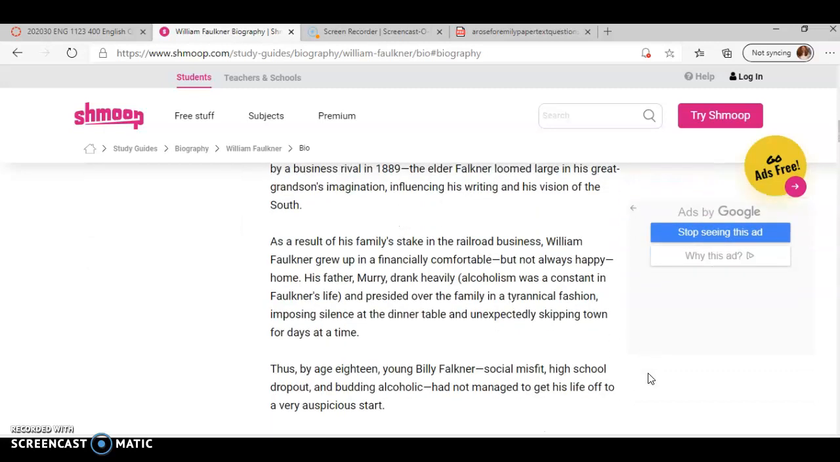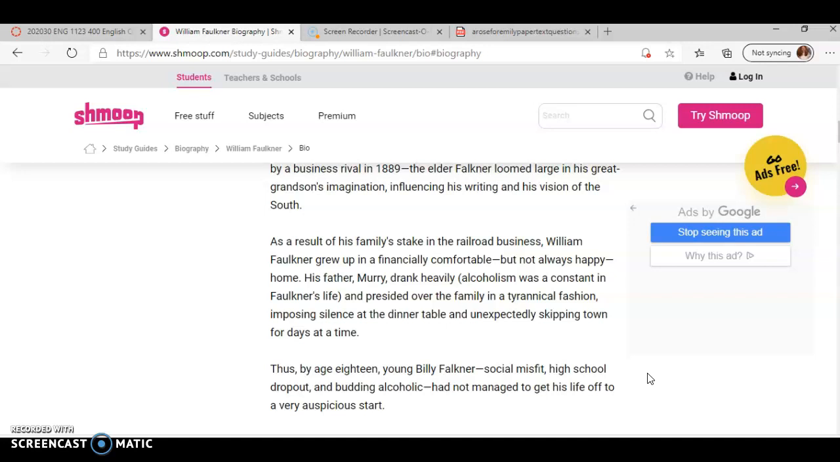As far as his background, his family did have a stake in the railroad business, so there was some financial comfort. He was of the upper middle class socioeconomic ranking. However, his father, Murray, did drink heavily, and he did gamble, and sadly, that was a bit of a strife on his family.